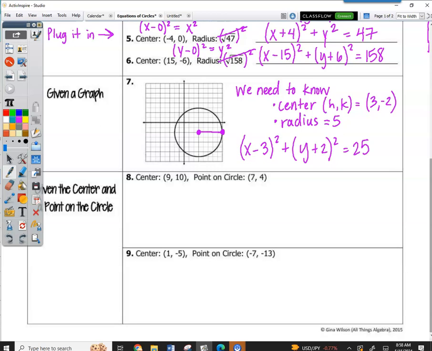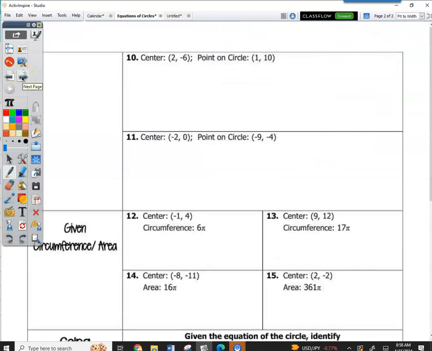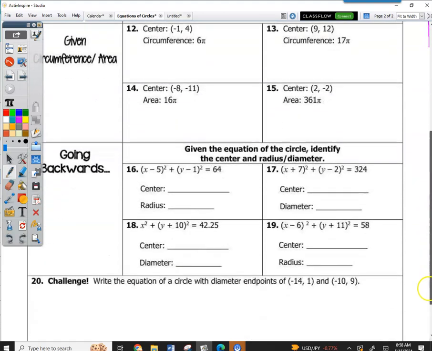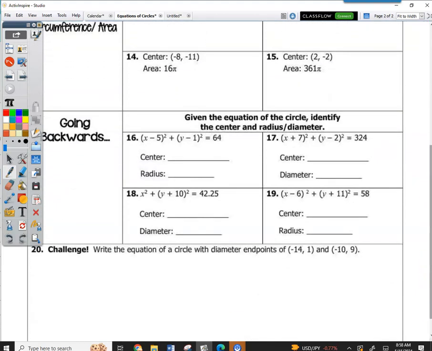Let's jump around a little bit. Go to the back. We're going to come back to this. Come to this section right here, going backwards. This time you're given the equation, and you have to find h, k, and r. So they give us the equation, and we are pulling h, k, and r from the equation. So this is the complete reverse of what you just did.